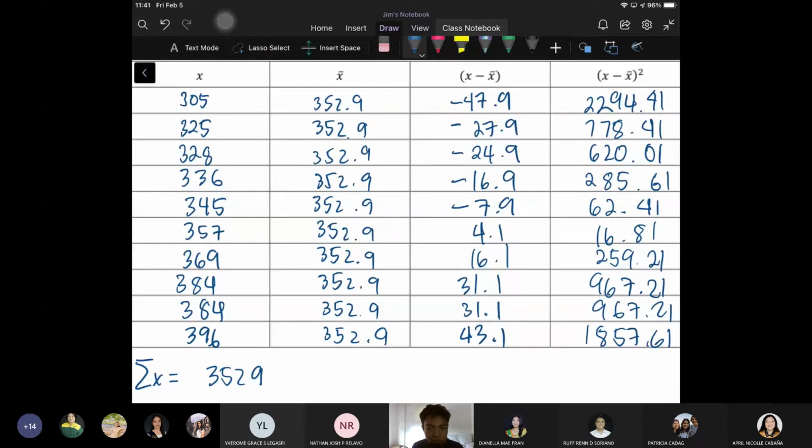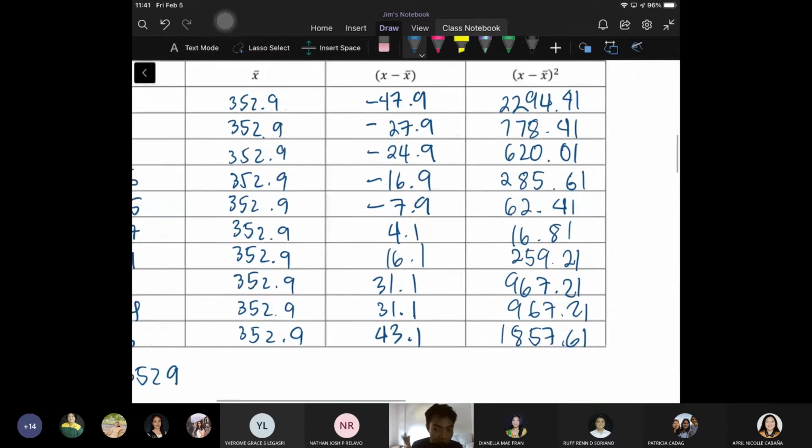Remember the formula for standard deviation. It requires the sum of x minus x bar squared. So that means for the last column, we're going to add them so we can get the sum of the x minus x bar squared. So i-add na natin lahat ng nasa last column. Okay? So give me some time then. Sagot din kayo ha. Add ko lang to.